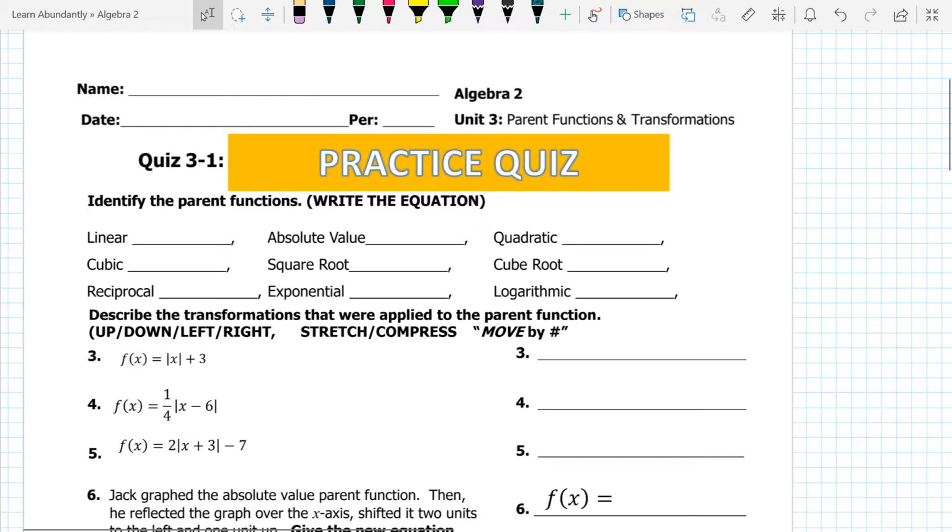Hey guys, I wanted to share with you a practice quiz to help you judge for yourself whether you're ready for the quiz on parent functions and transformations.